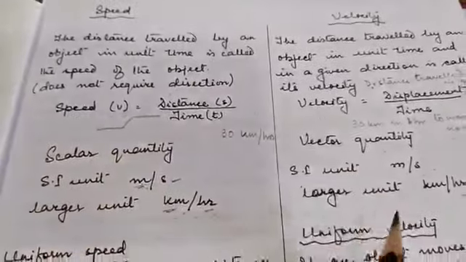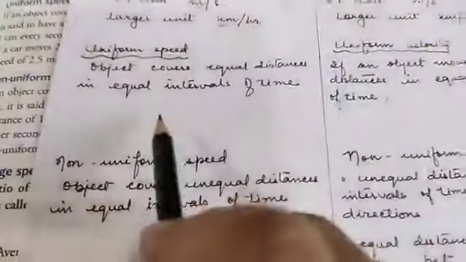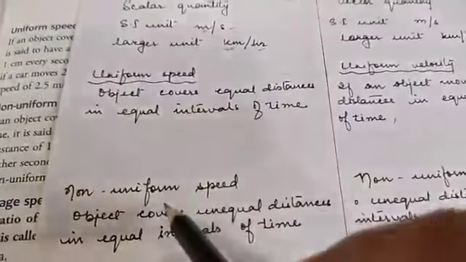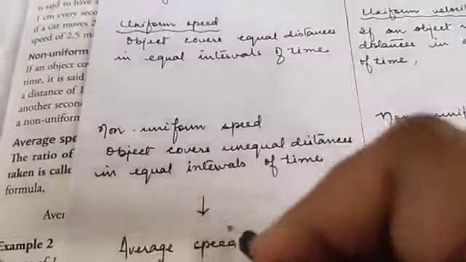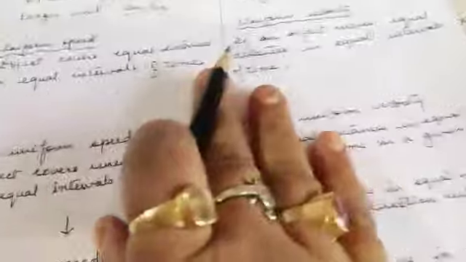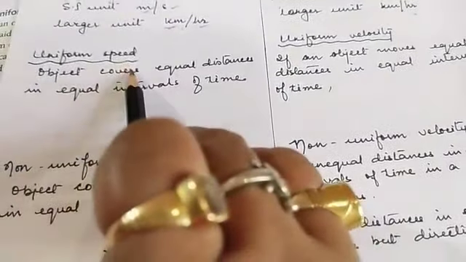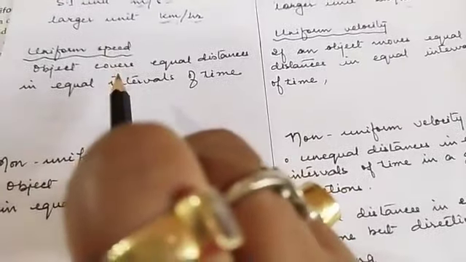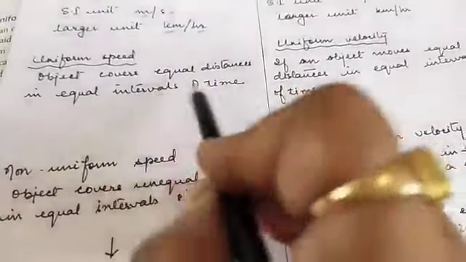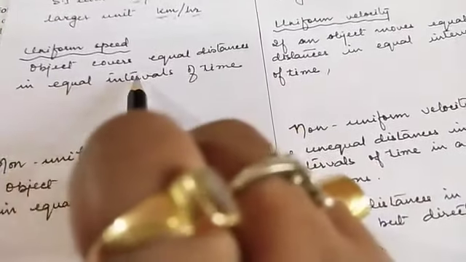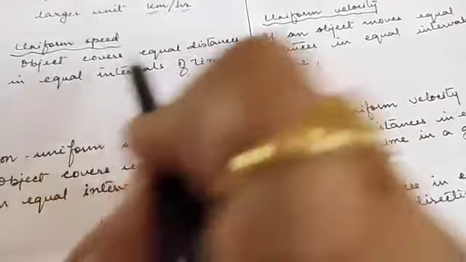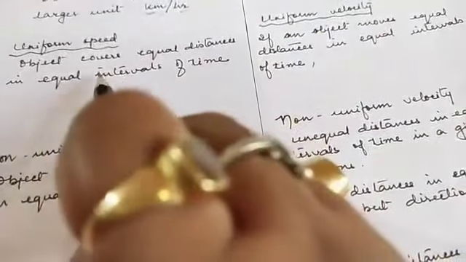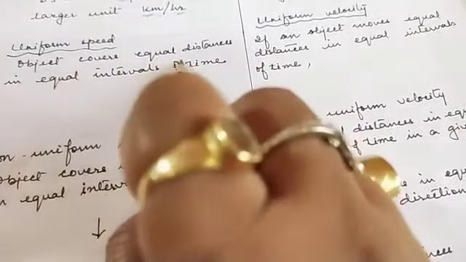Now speed is of two types actually: uniform speed and non-uniform speed, and then we need average speed, because when we have non-uniform speed then we take out the average speed. I explained uniform and non-uniform motion, and this is similar to that. When the object covers equal distance in equal intervals of time, then it is uniform speed.